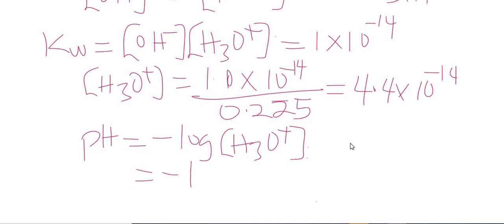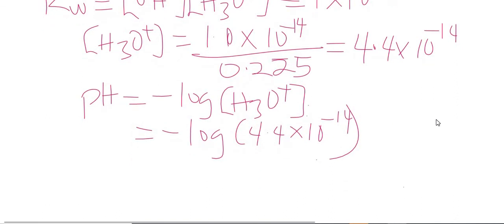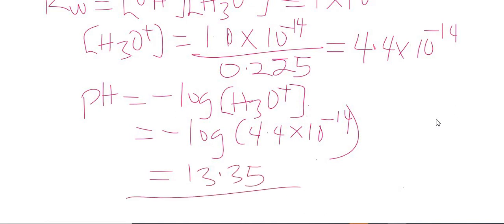So we have negative log of 4.4 times 10 to the negative 14. When we plug this into our calculator, it gives us 15.35. So that is our pH.